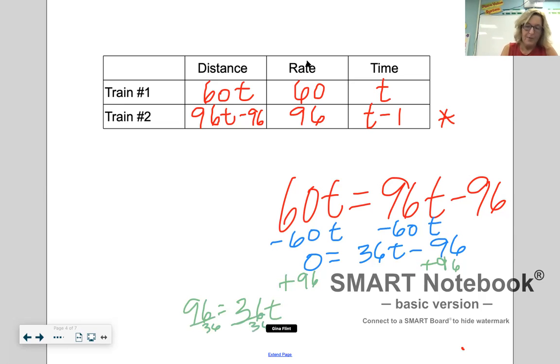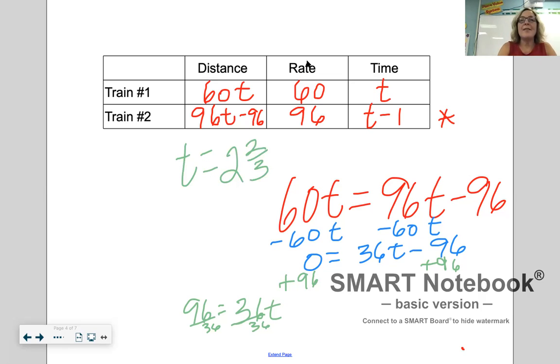I'm just doing this all in a jumbled way. t is 96 over 36, which would be equal to what? 2 2/3, it looks like. I'm sure you got that calculation quickly.